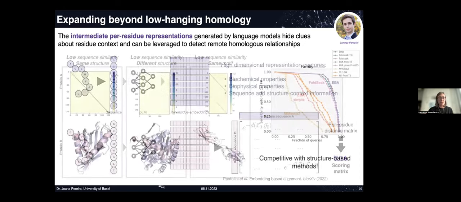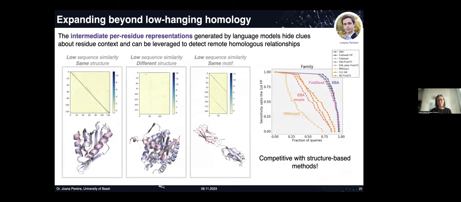Here are examples of the power of the method. On the left, we have the comparison between proteins that have very low sequence similarity, below 30%, but have the same structure, the same fold. You can see a clear diagonal in the matrix that corresponds to a very high score, or a very low distance in the space. But if you have proteins where the sequence similarity is still lower than 30% but the structure is completely different, then you don't see these diagonals. And in the middle, you have one case where there is a shared motif. This case is actually a repetition of the same motif, but still the proteins have lower than 30% sequence identity. You see the two diagonals, and the two proteins overlap really well.